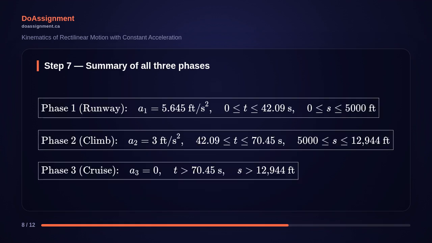Here is a summary of all three phases. Phase 1 on the runway runs from 0 to 42.09 seconds with an acceleration of 5.645 feet per second squared, covering 5,000 feet. Phase 2 climbing runs from 42.09 to 70.45 seconds with an acceleration of 3 feet per second squared, covering an additional 7,944 feet to reach 12,944 feet. Phase 3 cruising begins at 70.45 seconds with 0 acceleration.